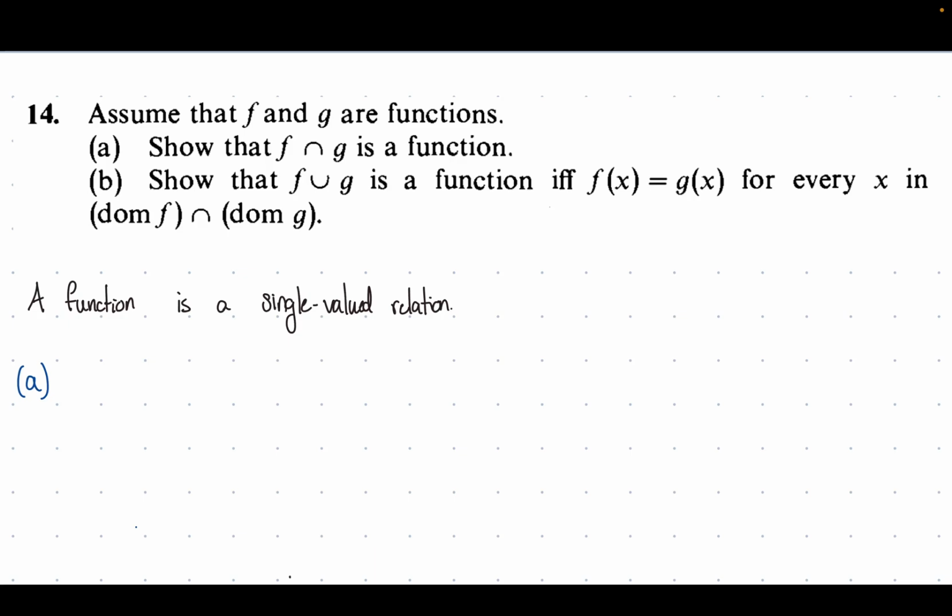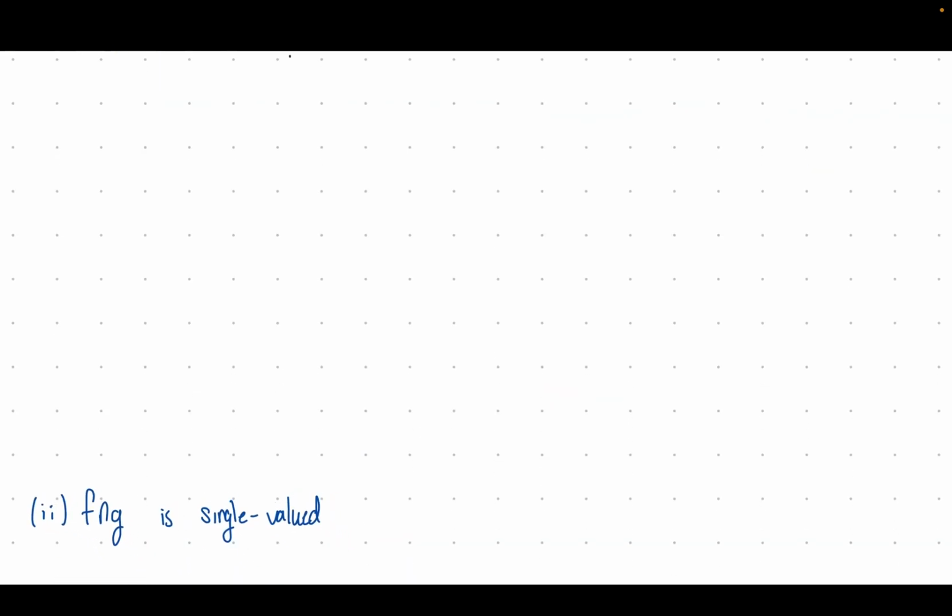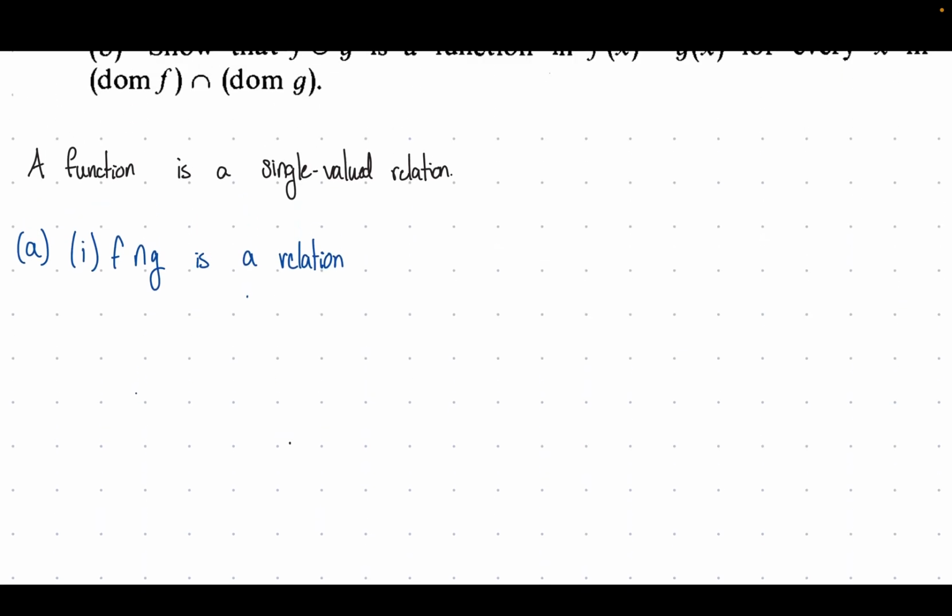You'll see. Okay. So, to show that f intersect g is a function, we have to show two things. We have to show that f intersect g is a relation, first of all. And second, we have to show that this relation is single valued. Alright. Let's banish this to the shadow realm, and let's get started with the relation.